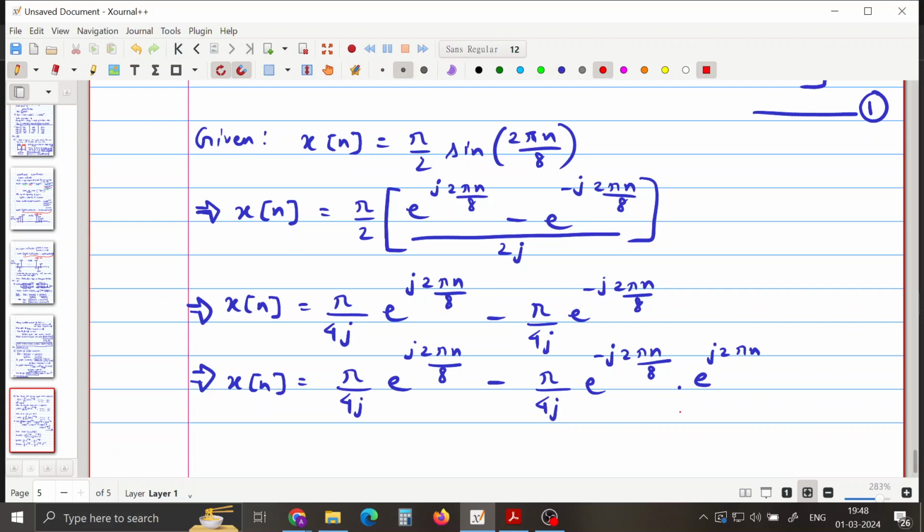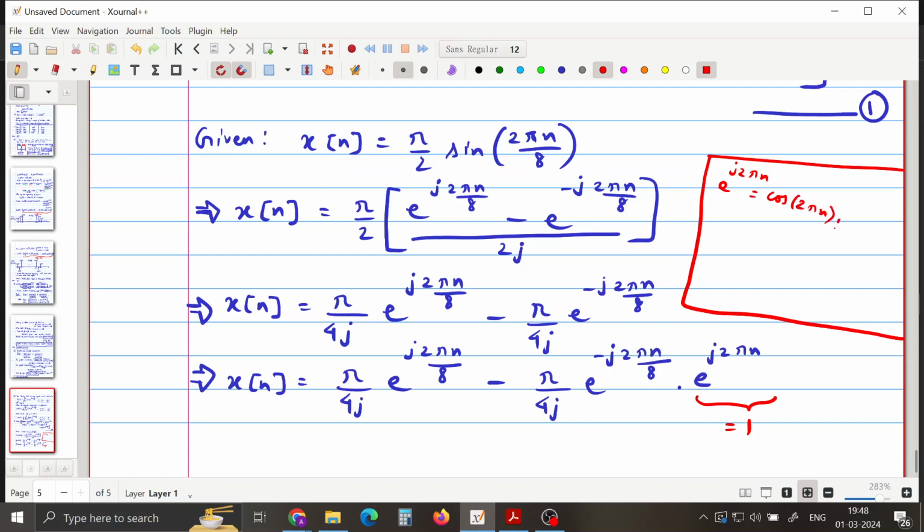I can also multiply, because essentially what is e power j 2 pi n? This is simply 1. Because what is e power j 2 pi n? e power j 2 pi n is nothing but cos 2 pi n plus j times sin 2 pi n. So this is really Euler's theorem.